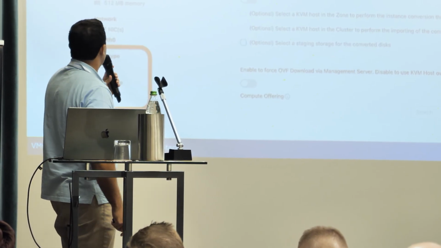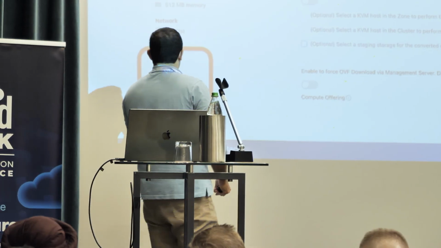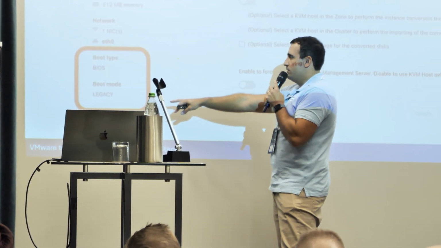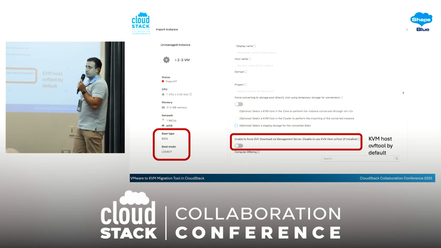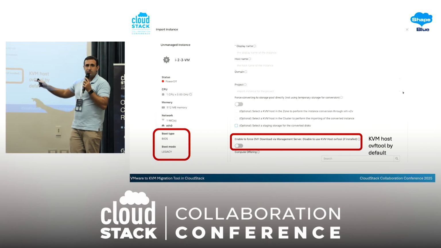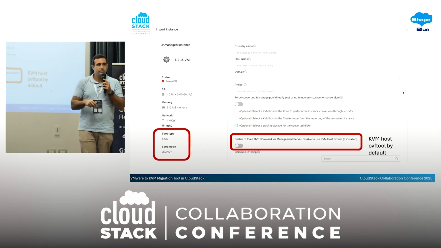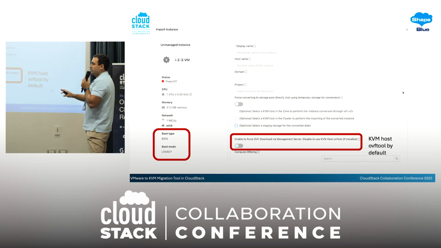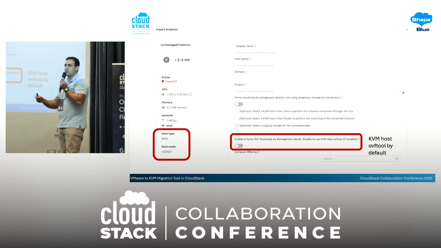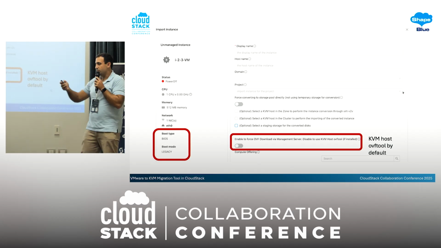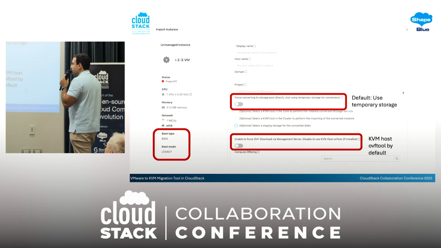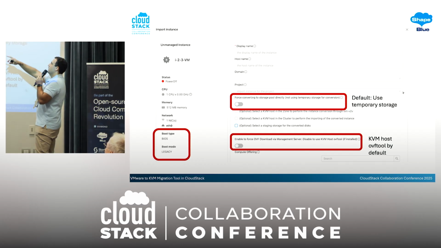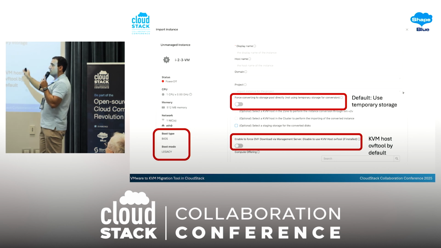And now you'll see we have added some new improvements. Here, when you try to import a VM, you will see the boot type and boot mode. You will see the option to do an OVF export directly through a KVM host or through the management server. By default, this is disabled. What it will mean is that it will use the converting host to export those files. If you enable it, it will use the management server. Then there's another optional toggle to force converting the disks directly into the destination host, which we'll see in a minute.